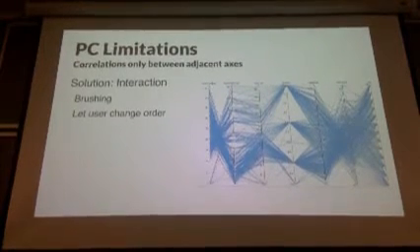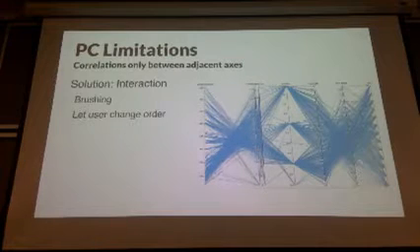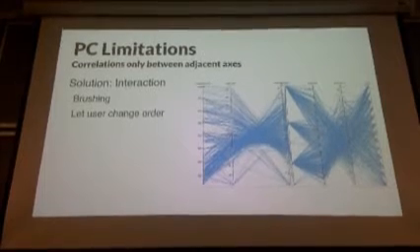So I already mentioned this. We have only correlation between adjacent axes, and one simple solution is to either brush or let users change the order in parallel coordinates.